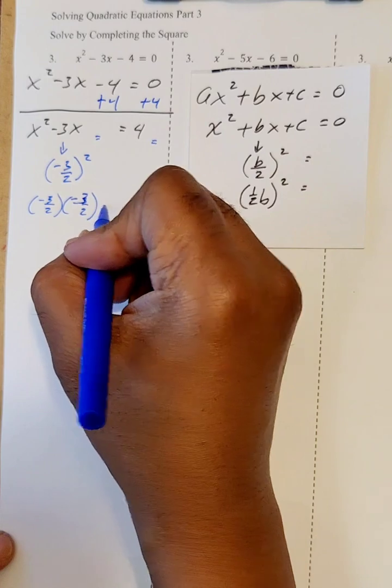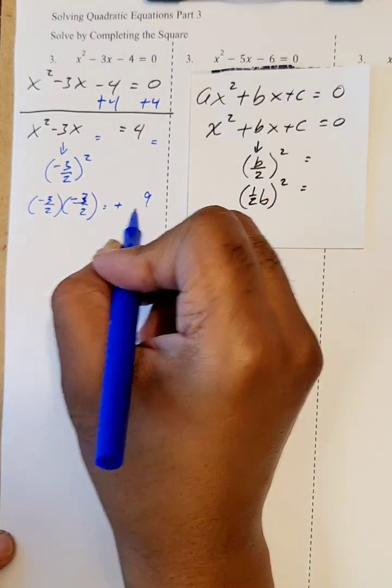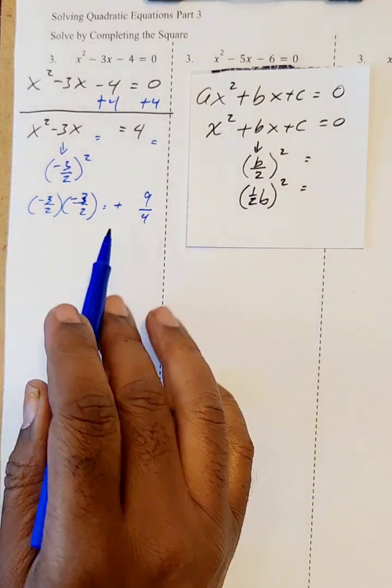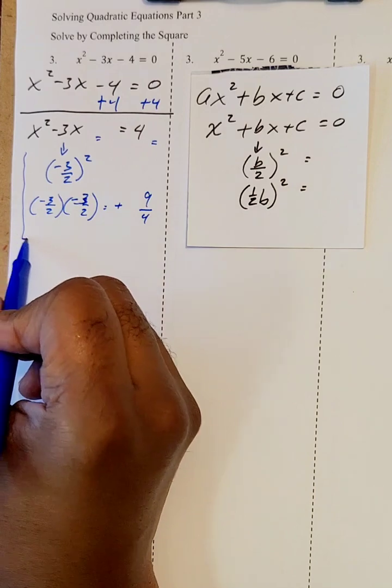So negative times negative will give us a positive. 3 times 3 will give us a 9. And 2 times 2 will give us a 4. And this completes the square. Okay, so that process is done.